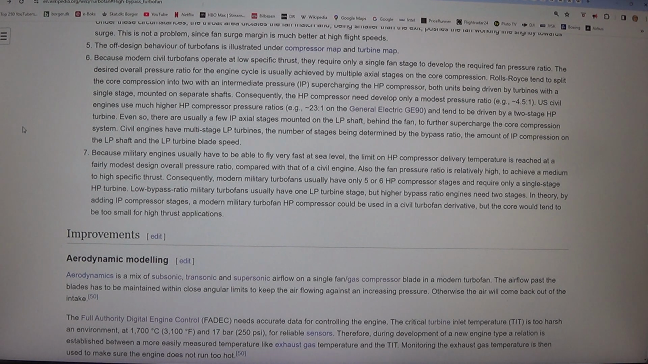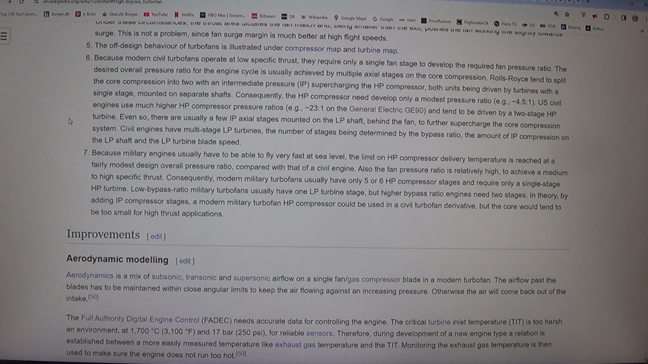US civil engines use much higher HP compressor pressure ratios, for example, ~23.1 on the General Electric GE90, and tend to be driven by a two-stage HP turbine. Even so, there are usually a few IP axial stages mounted on the LP shaft, behind the fan, to further supercharge the core compression system. Civil engines have multi-stage LP turbines, the number of stages being determined by the bypass ratio, the amount of IP compression on the LP shaft and the LP turbine blade speed.